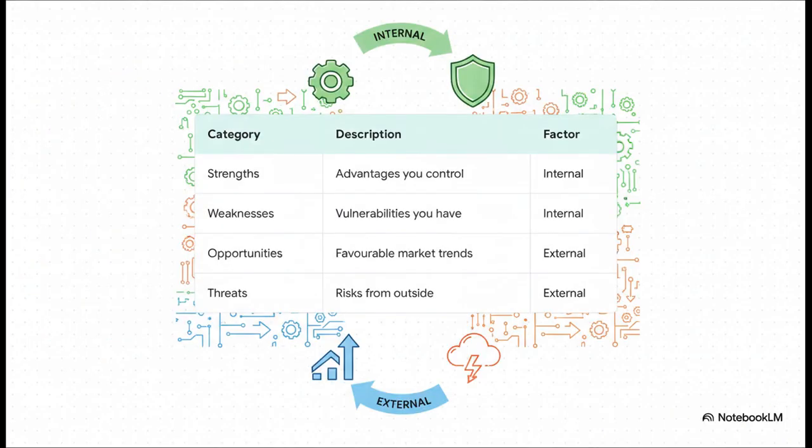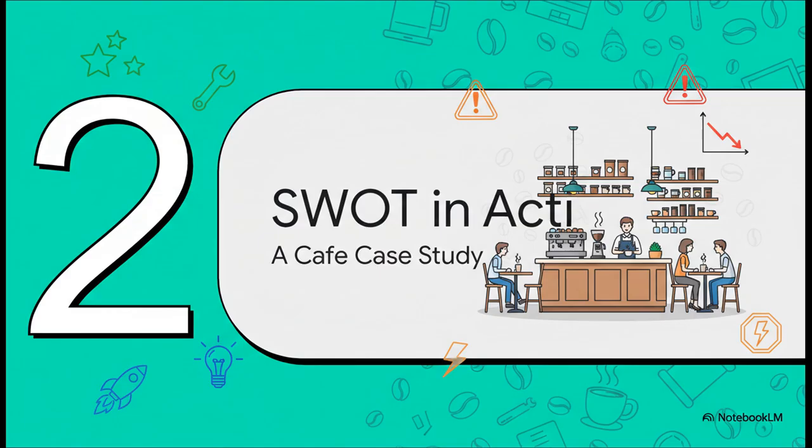Let's break it down really quick. Strengths and weaknesses. Those are internal. These are things that the business can actually control, like its brand name or the people it employs. But opportunities and threats, those are external. They come from the outside world, the market, the government, the competition. You absolutely have to get this right. It is crucial.